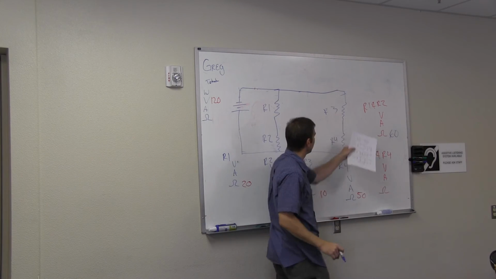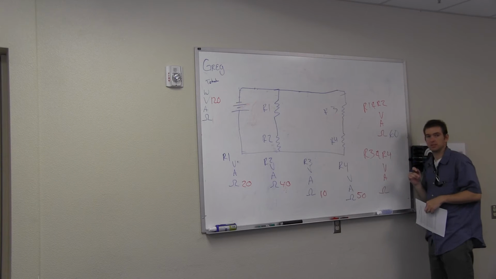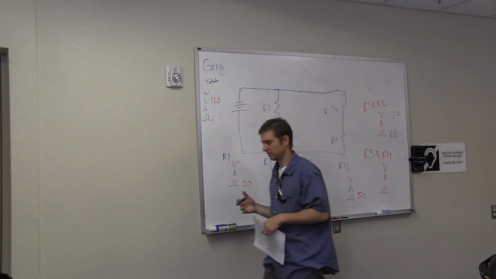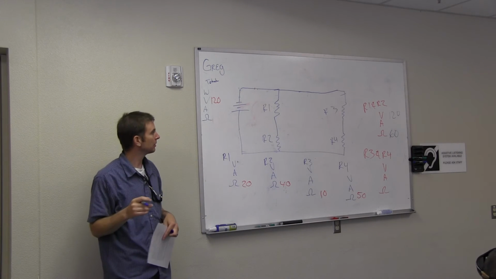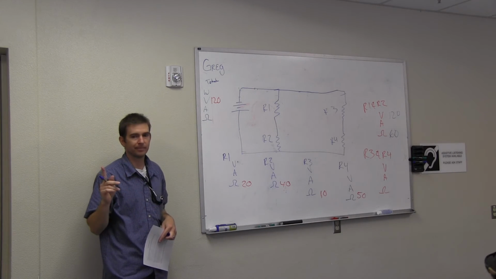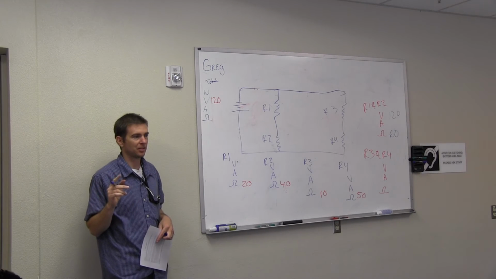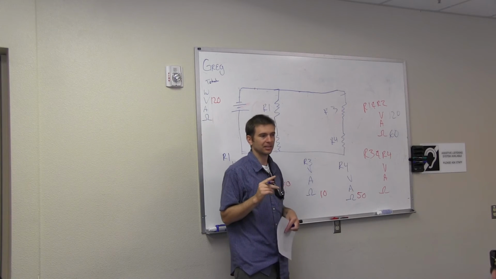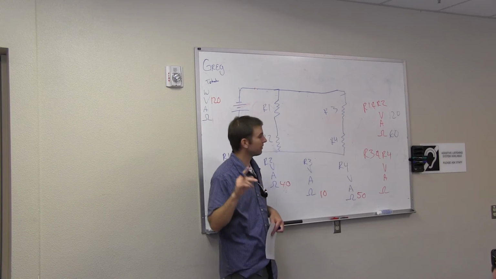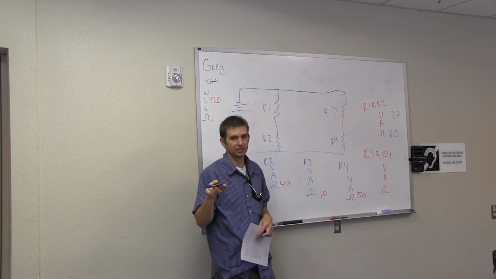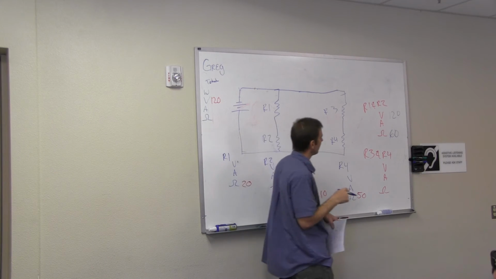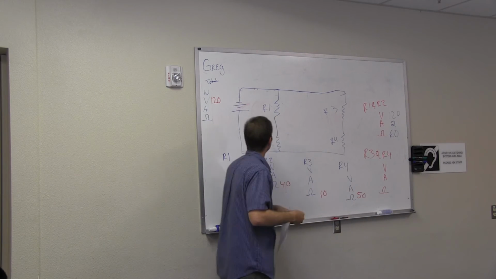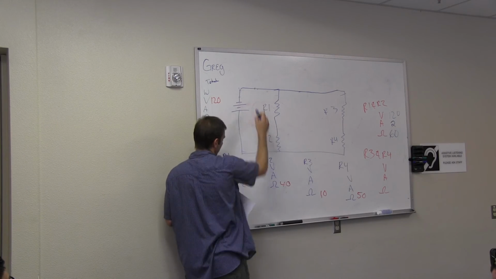Our current, we don't know that yet. What's our voltage? 120 volts. So now we can solve for our amps. Amps will be volts divided by ohms. That's correct. So 120 divided by 60 ohms is going to be 2. So we have 2 amps right here on this wire.